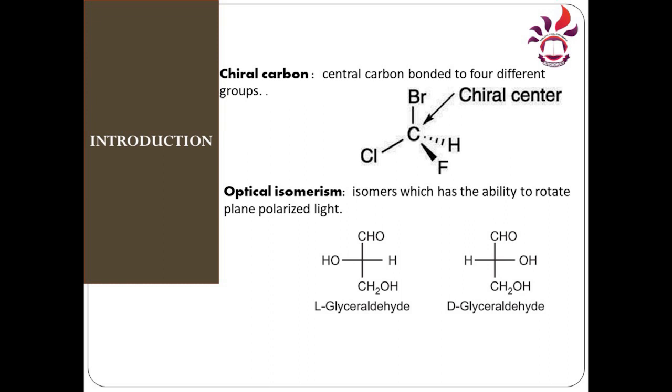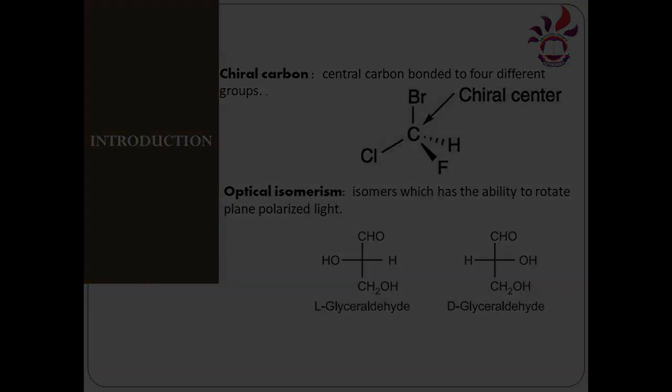Then optical isomerism. An optically active compound can exist in two isomeric forms which rotate plane polarized light in opposite directions. They are called optical isomers, and the phenomenon is known as optical isomerism. For example, L-glyceraldehyde and D-glyceraldehyde. L-glyceraldehyde means levorotatory and D-glyceraldehyde means dextrorotatory.